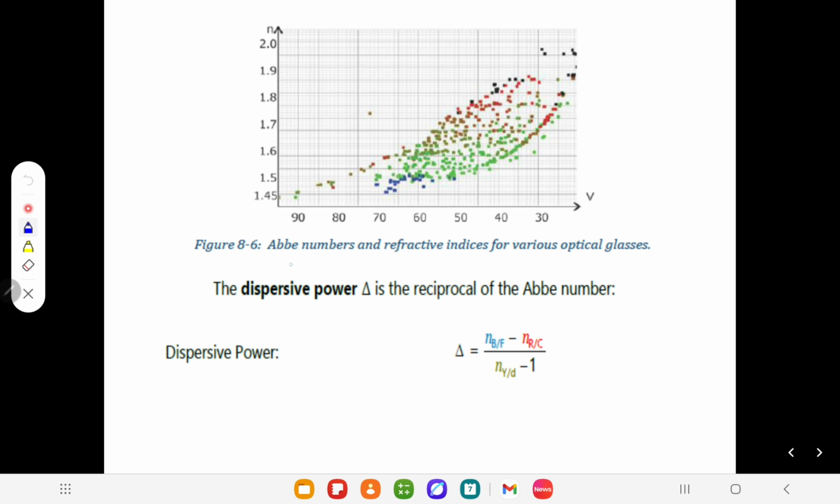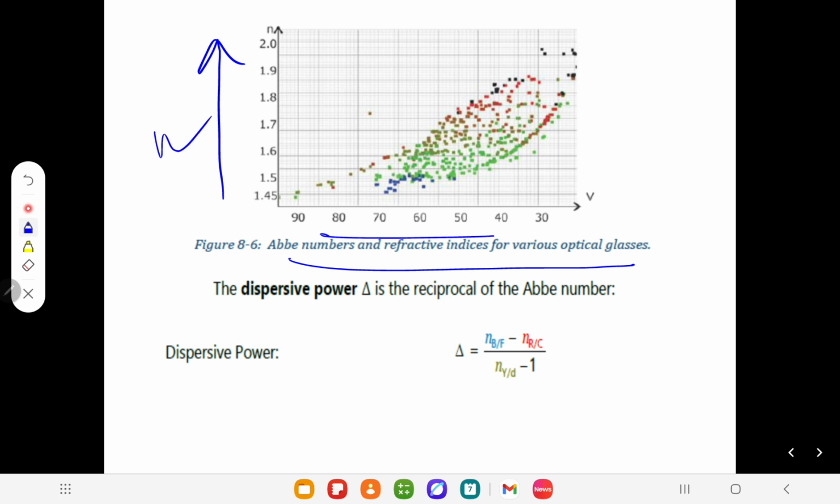So, the Abbe number and refractive index of various optical glasses. Can you see this? Here on the y-axis, the refractive index increases. On the x-axis, what is this? The Abbe value V, which decreases. So can you see this graph? It's growing in an upward direction. The slope is positive.